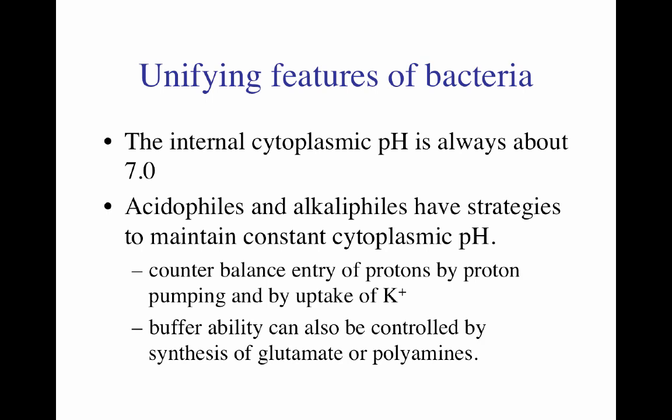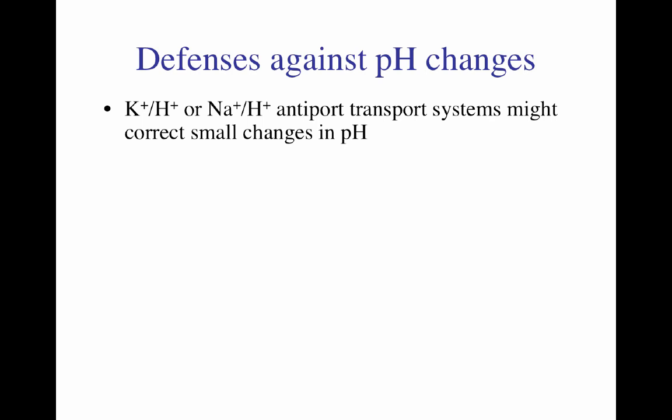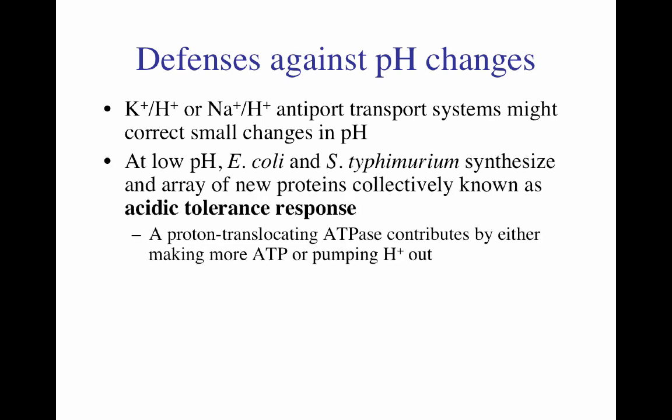So they can counterbalance entry of protons by pumping them out or uptaking potassium, or they can buffer their cytoplasm because they can synthesize glutamate or polyamines, and therefore maintain their pH inside the cytoplasm as neutral as possible. So what can they do? They either can have potassium or sodium proton antiporters that are going to correct small changes in pH, but those are not fast enough to remedy a very drastic change in pH.